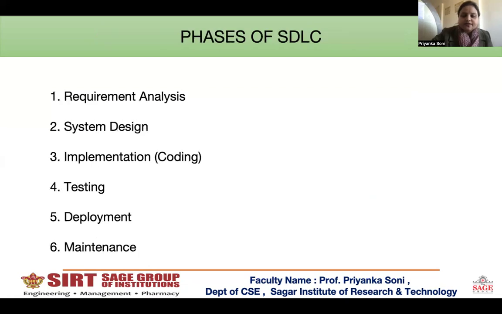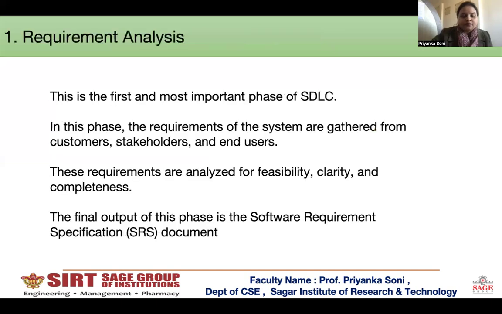There are six phases of the SDLC model. First is requirement analysis, then system design, implementation and coding, testing, deployment, and last is maintenance. Now we are discussing the first point, that is requirement analysis. In requirement analysis, data is collected from customers, stakeholders, and end users, and it is analyzed for feasibility and clarity. The output is the software requirement specification.